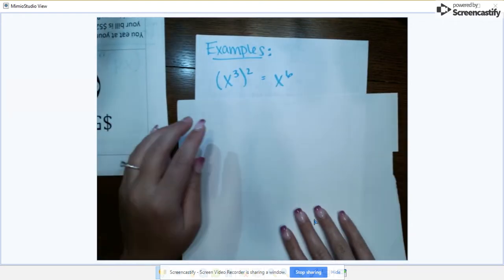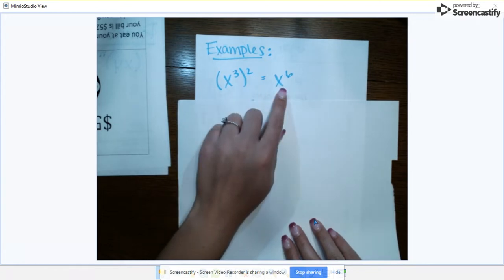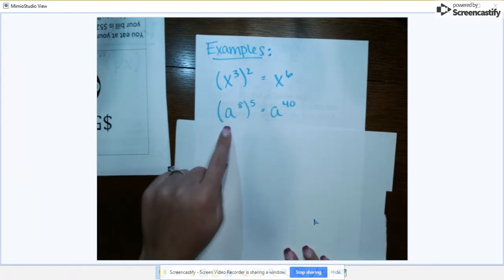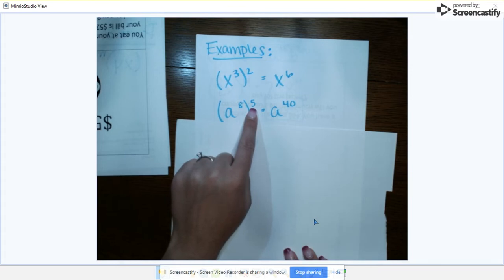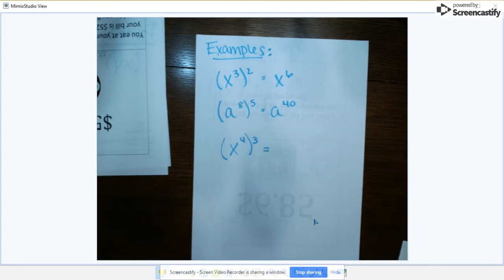So an example, x to the third raised to the second. Multiply to get x to the sixth. A to the 8th to the 5th is a to the 40th. You guys tell me what x to the 4th to the 3rd is.